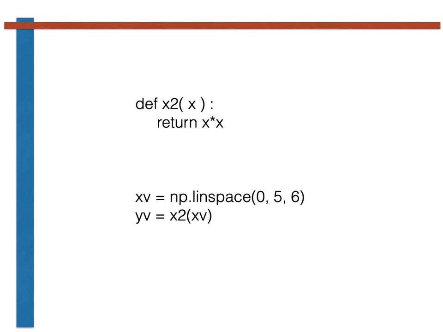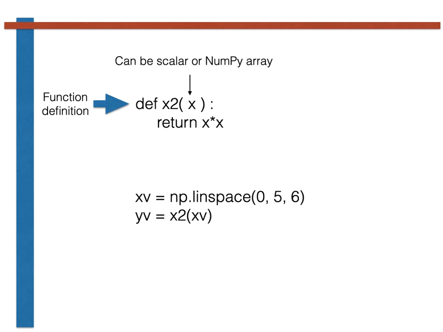To understand this in yet another way, consider the function definition and call shown on this slide here. The definition is shown up here. The argument that is passed to this function, x, can be a scalar or a numpy array. When the function x2 is called on this line, however, the input argument xv is a numpy array, and as such, yv is a numpy array with the same number of elements as xv.